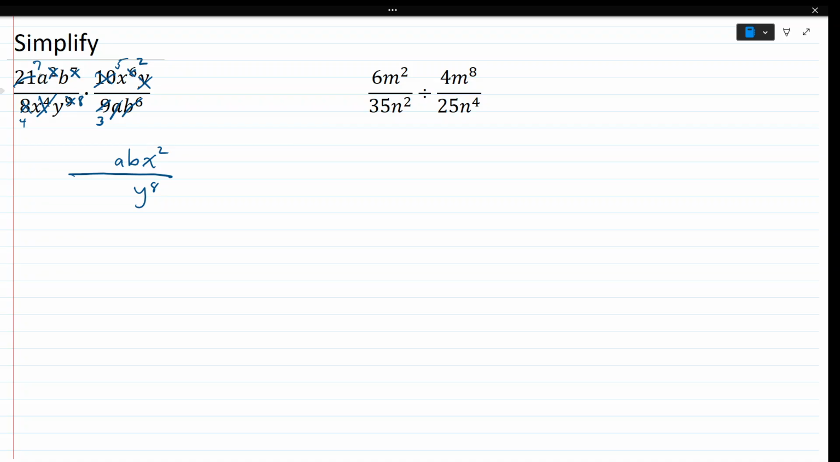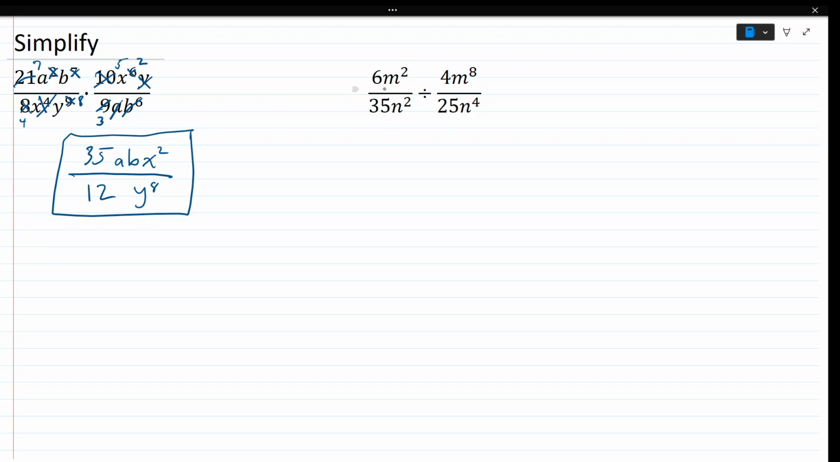And then multiplying what's left over on the top, we'd have that 7 times 5, so that'll be 35. And 4 times 3, so we'd have 12 on the bottom. So that would be the product of those two simplified.